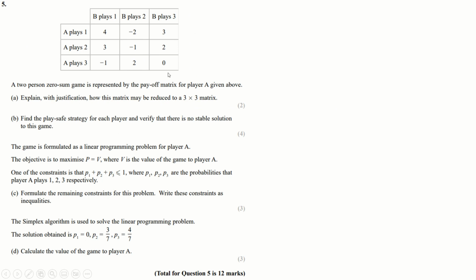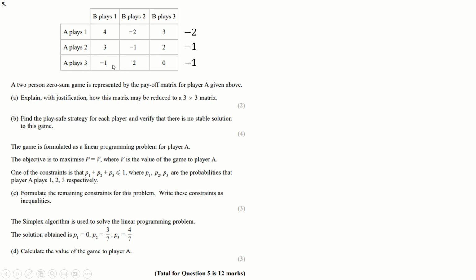Find the play safe value, so we just find the lowest value in each row, and because that's the most they can be expected to lose, this is the most A could ever lose by playing number 1, which is more than the most they could ever lose by playing 2. So playing 2 or 3 is better from a safe value, because the most you're ever losing is 1, whereas here you could lose 2.